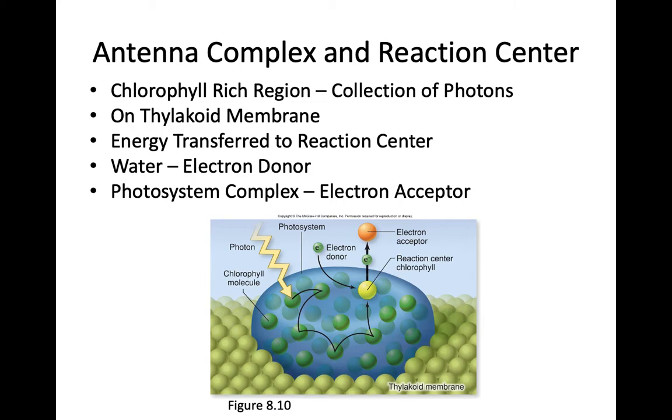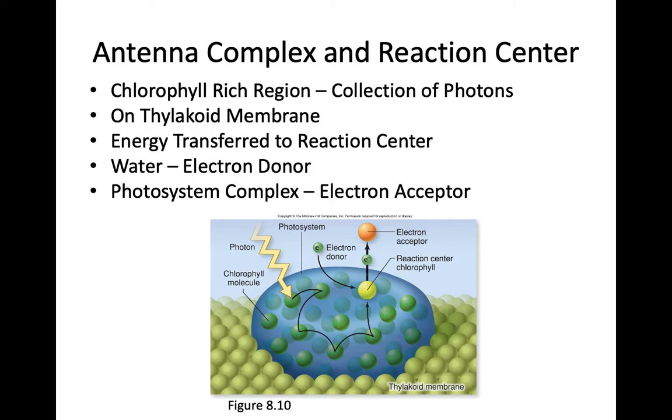In the center of the antenna complex, there's a special chlorophyll A molecule, which will serve to begin the transformation of the light energy into chemical energy. And it's only here in the reaction center that energy from light will begin the transformation into a chemical form of energy by the process of electron transfer. So you can think of the antenna complex as a funnel which will move the energy to the center of the complex to be placed in the reaction center. So the reaction center, let's talk about that.